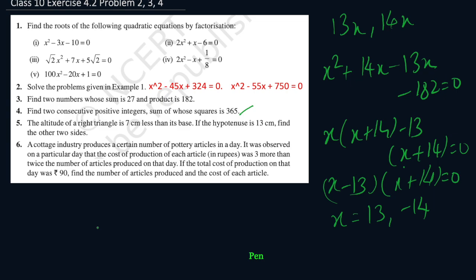So our x comes out to be 13 comma minus 14, but we are given that we need to find two consecutive positive integers, so we can ignore minus 14. So our first number will be x equals 13. The second number will be x plus 1, which equals 14. So our two consecutive numbers are 13 comma 14.